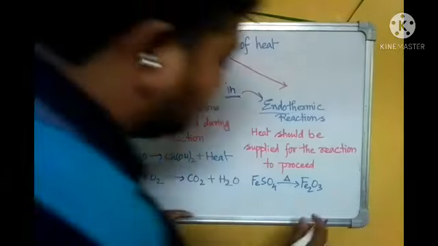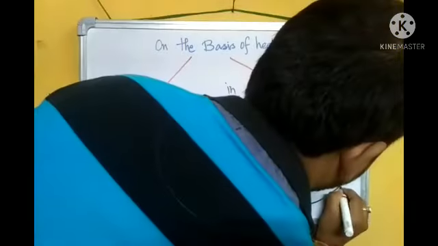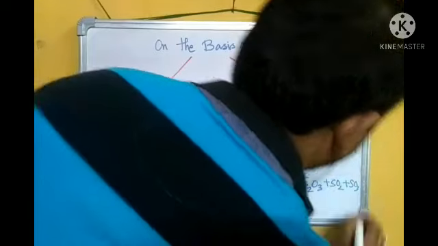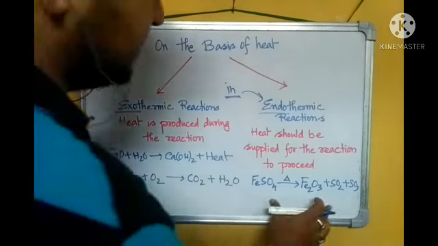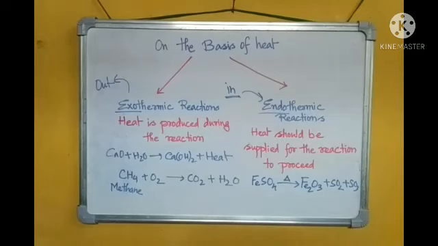This one plus SO2 plus SO3. Okay, so in this reaction, what are we doing? We are supplying heat to the reactant, that is FeSO4, so that the reaction proceeds. This type of reaction we will again discuss while discussing the decomposition reaction.